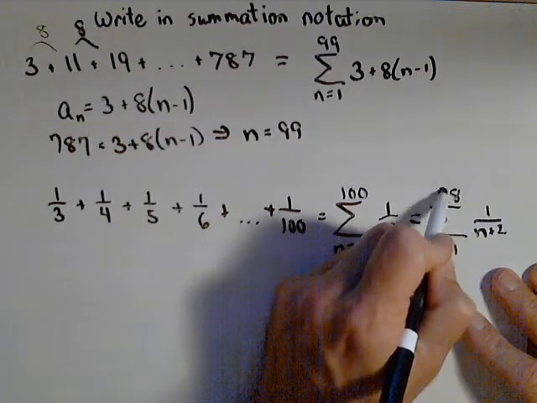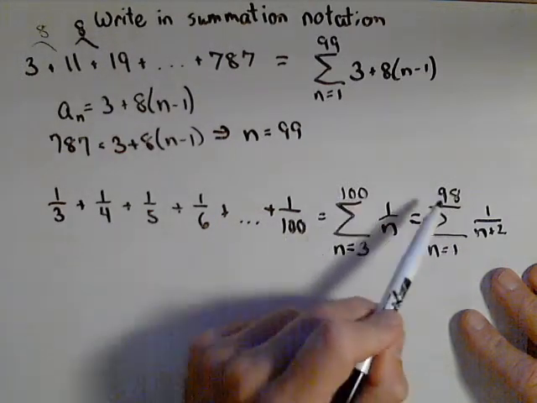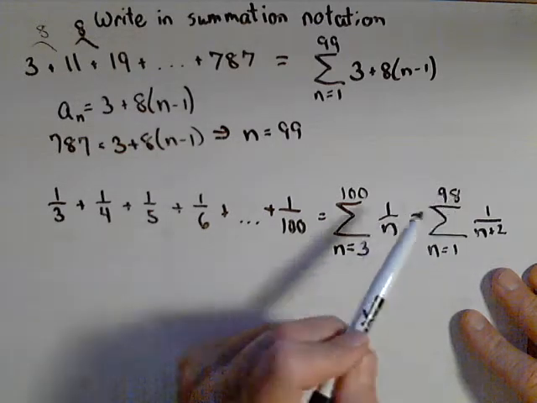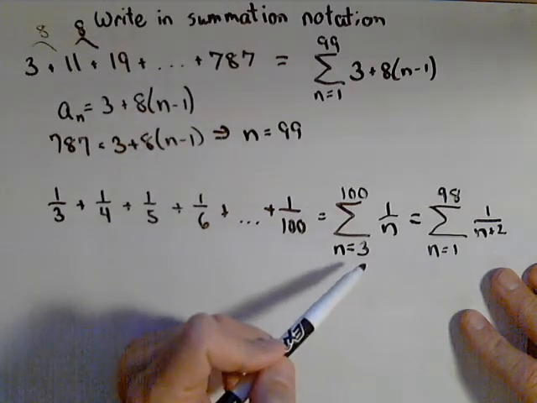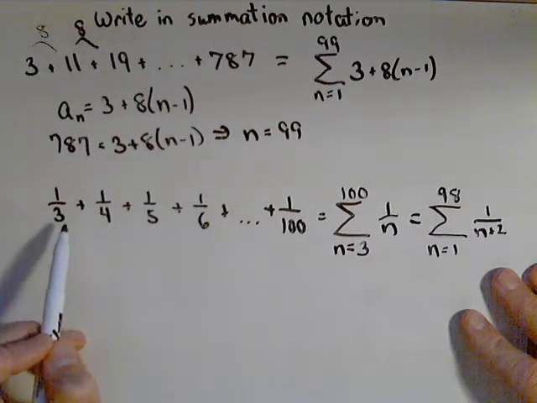Now remember, we said there were 98 terms. Actually, we haven't said that yet. There are 98 terms because 98 minus 1 plus 1 is 98. 100 minus 3 plus 1 is 98. So the big thing in writing something in summation notation, first you want to get your general term.